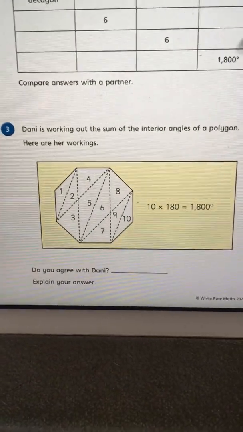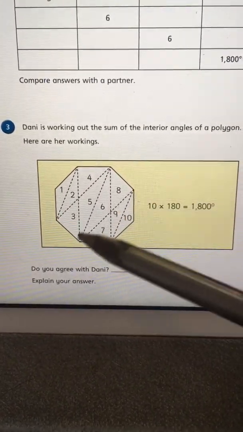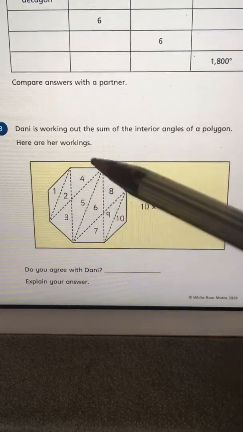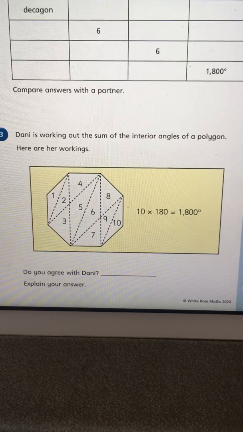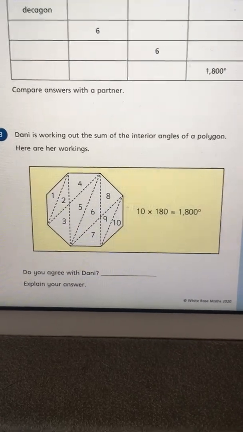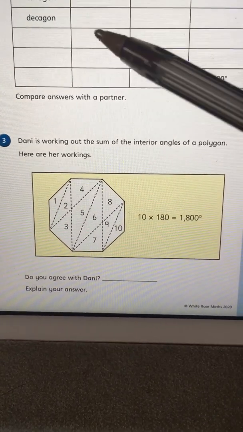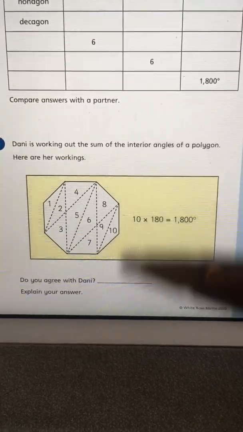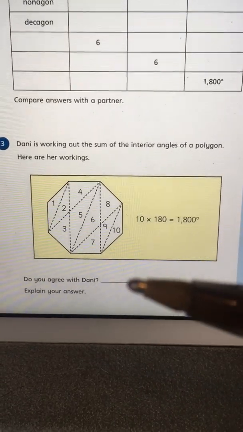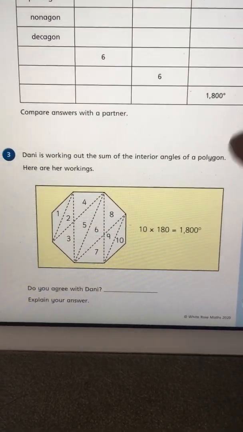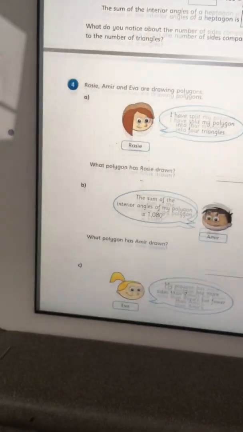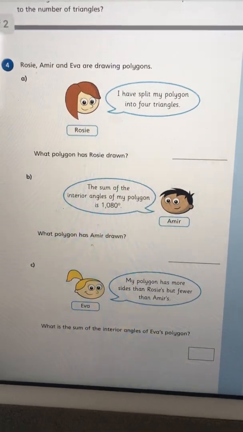Now what the person on here, Danny, has done is they've divided it into 10 triangles, and they're all lovely triangles. But I just want you to think if it's necessary to use that many triangles in our polygon. It doesn't really fit in with our rule of the number of sides, take away 2 is the number of triangles. So just have a think about whether or not she's done this right. And this is where it starts to get even more exciting.